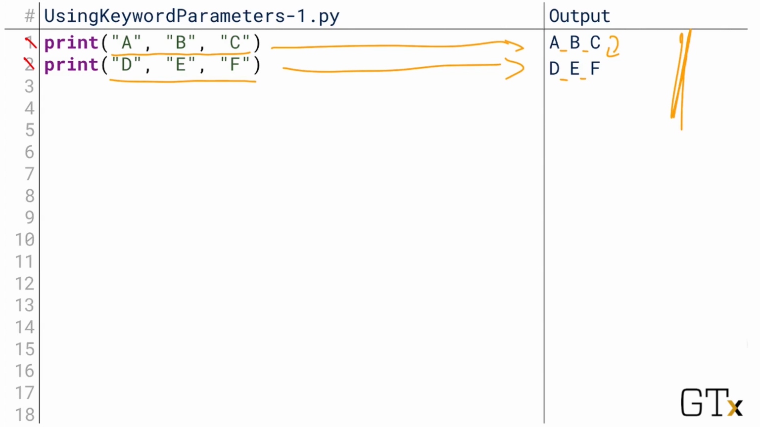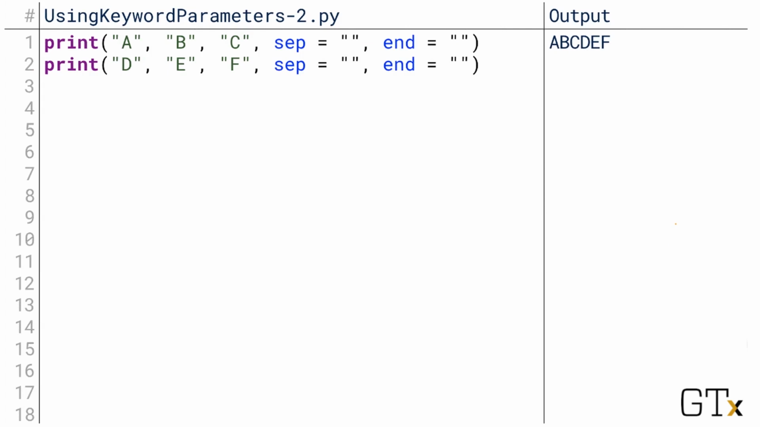However, sometimes we might not want that. For example, if we were printing a currency symbol next to a number, we wouldn't want a space or a line break in between that symbol and that number. How can we override Python's assumption? Well, the way we do this is with what are called keyword parameters. Here we've modified our code to take advantage of two different keyword parameters, sep and end.